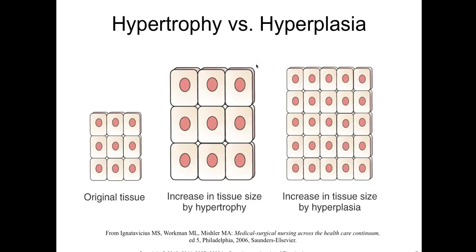So you can kind of see that illustrated using these images here. We see here on the left is our original tissue with our 9 cells. If we have hypertrophy take place, that means we still have 9 cells. It's just they are larger in size, each of these cells. If we have a hyperplasia situation, that means that we are increasing the number of cells. So here we have 25 cells instead of 9.